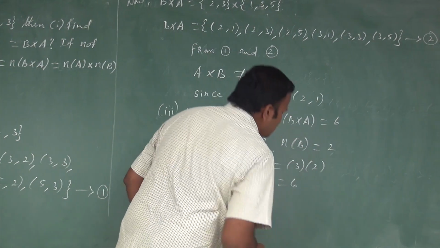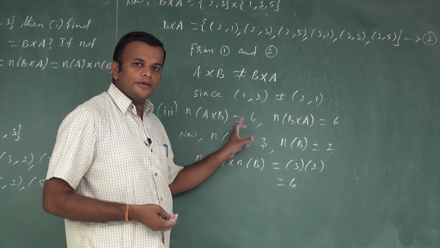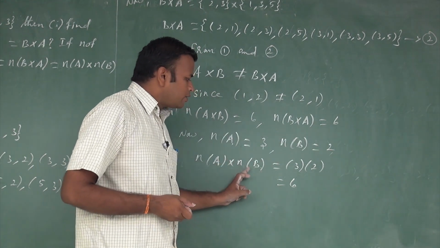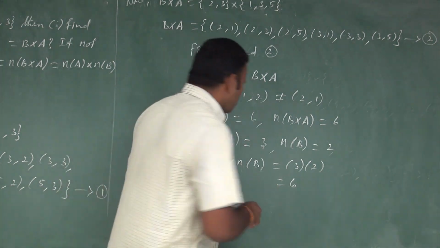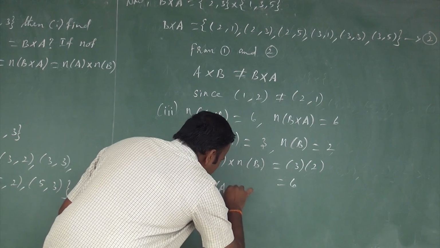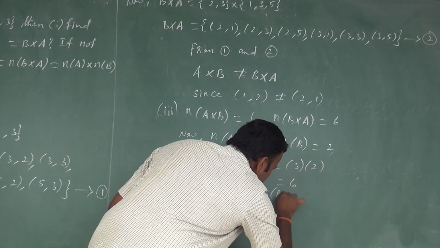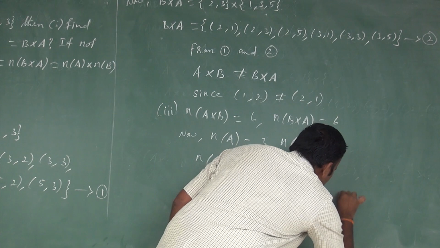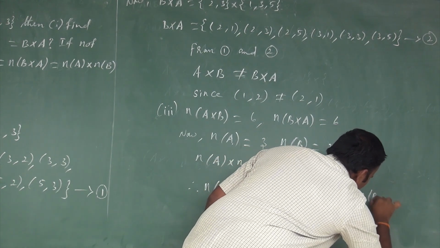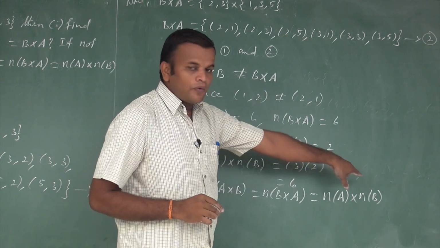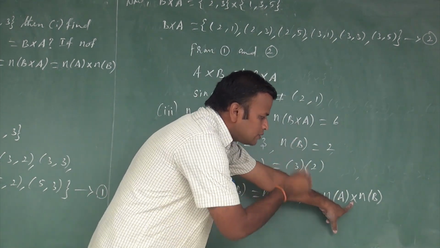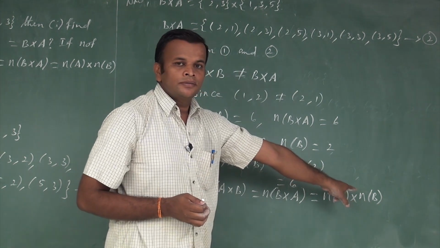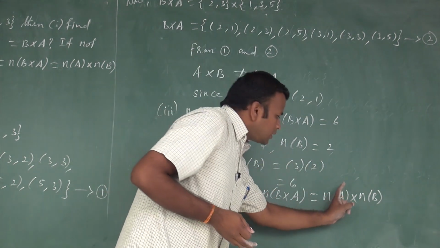3 2s are 6. Now we check: n of A cross B value is 6, n of B cross A value is 6, n of A into n of B value is also 6. Therefore, n of A cross B is equal to n of B cross A, which is also equal to n of A into n of B. Here n means the number of elements. This multiplication symbol is not a Cartesian product symbol because it is not a set alone; it is n of A and n of B. n means number. So 3 2s are 6.